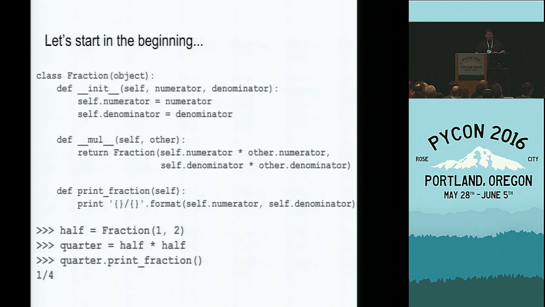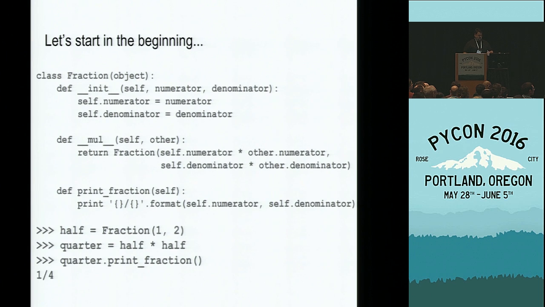Down at the bottom, we just have a simple interpreter session where we use it. We make the fraction a half. We multiply a half times a half and see that it gives us the result that we thought, a quarter, 1/4. So it looks like really simple code, but a lot actually went on here.